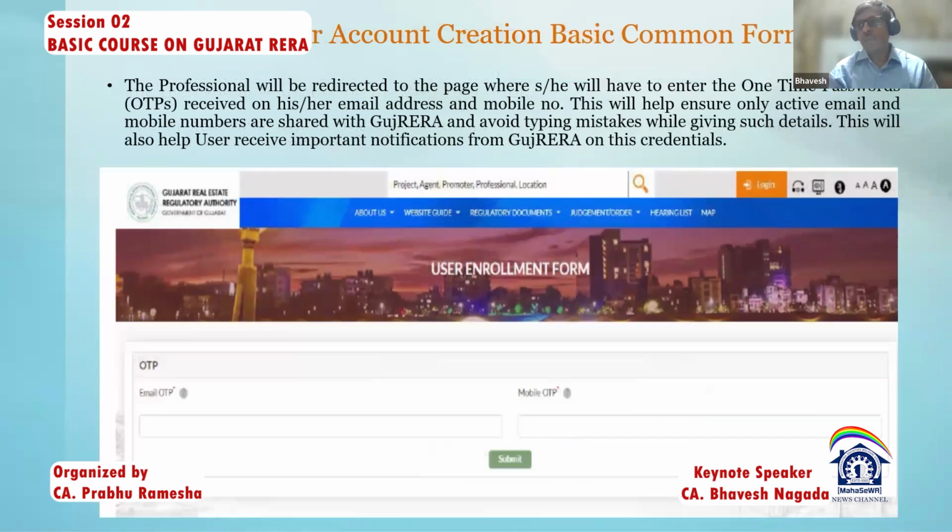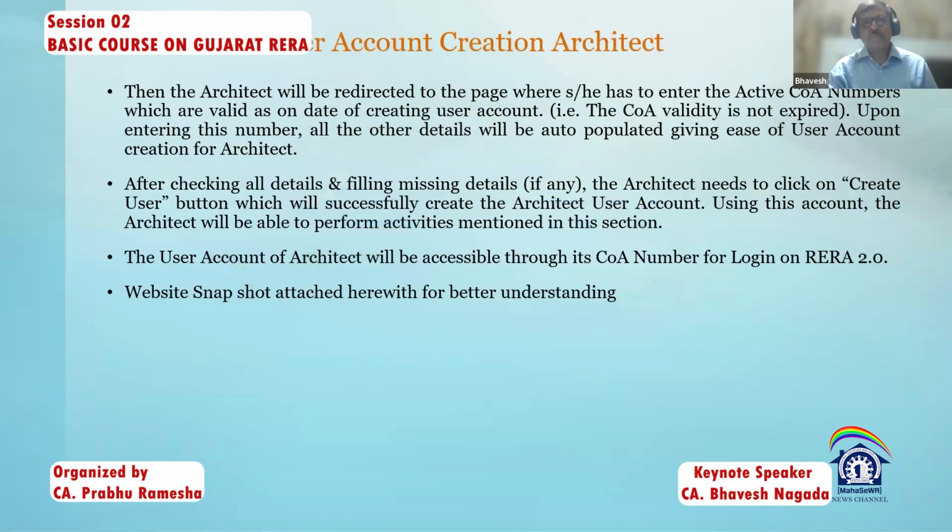Now, similarly, the moment the login ID, password, email ID and mobile number are given, an OTP will come. The person has to submit it. If it is correct, he or she can go ahead. Now, for an architect, the base important point will be the Council of Architects membership number. That will be the number for his login.